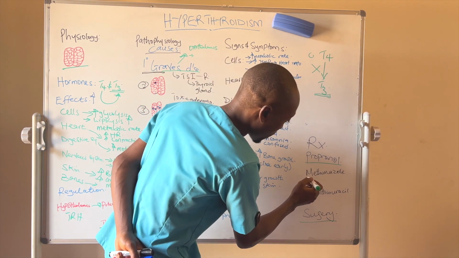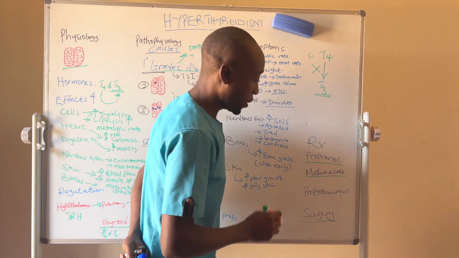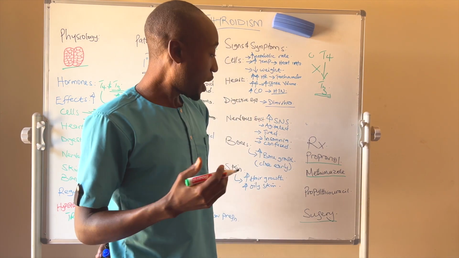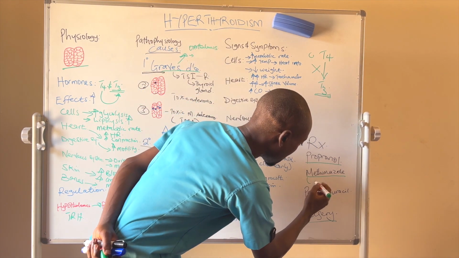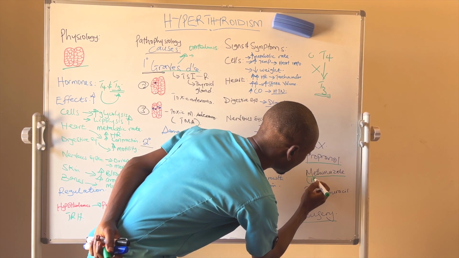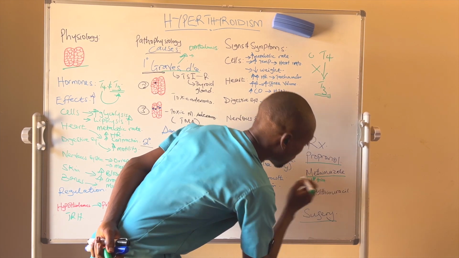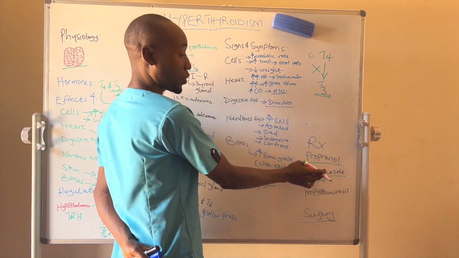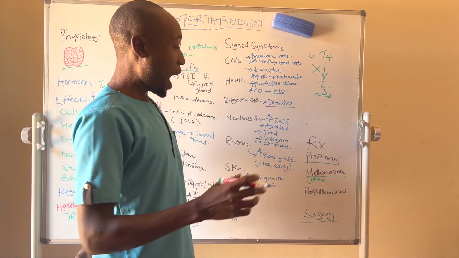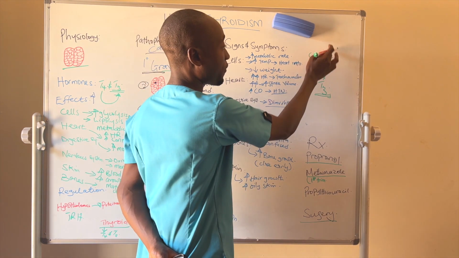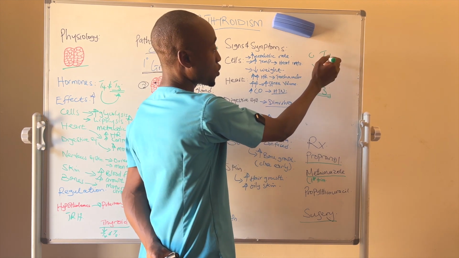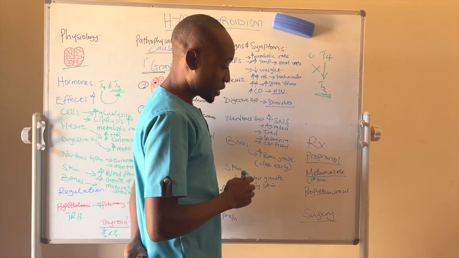Then we also have what we call methimazole. Methimazole is one of the most liked drugs for hyperthyroidism, but it is not used in pregnant women in the first trimester of pregnancy. This is the only contraindication of methimazole, but otherwise it is one of the most liked drugs. And the way it acts is the same as propranolol. It also prevents the conversion of T4 to T3.